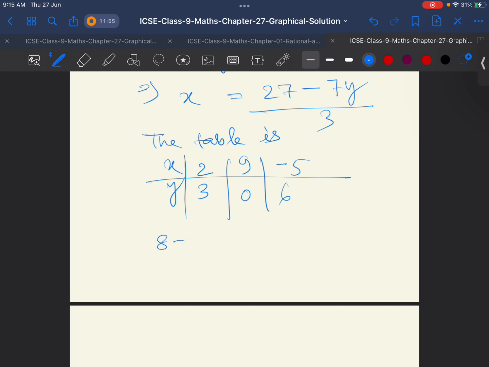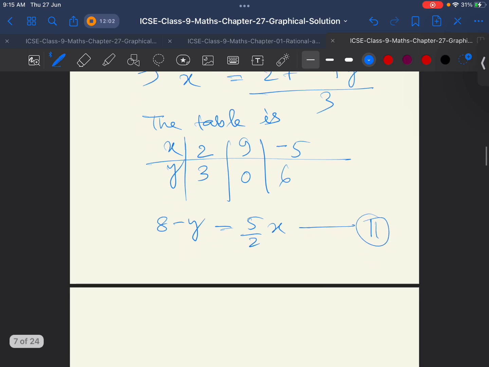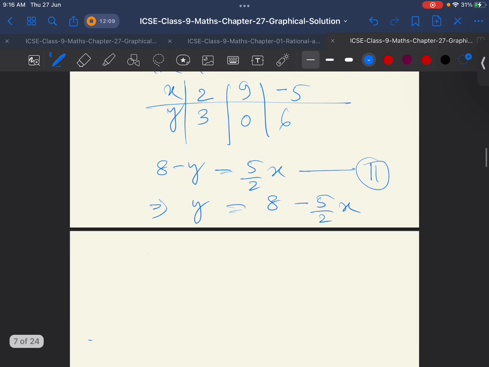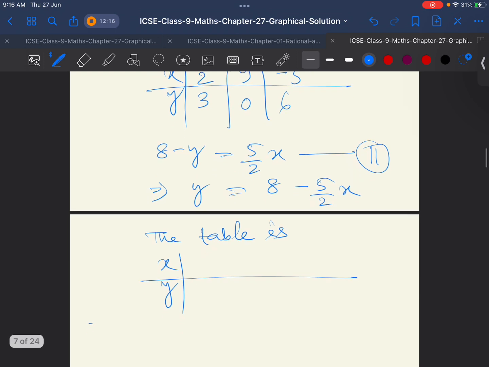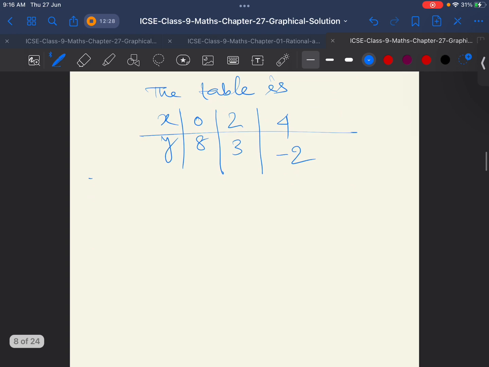Now the equation 2: 8 minus y equals 5 by 2x. This is equation 2. It implies y equals 8 minus 5 by 2x. Okay, so the table is here, x and y. Now we put x equals 0, then we get y equals 8; x equals 2, y equals 3; x equals 4, y equals minus 2.